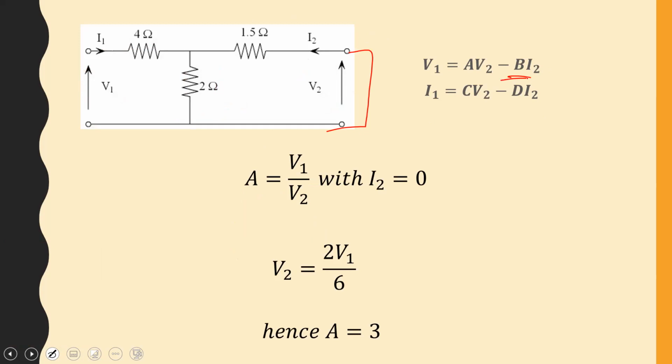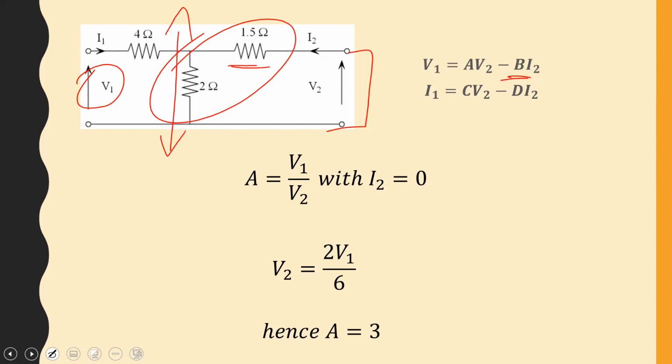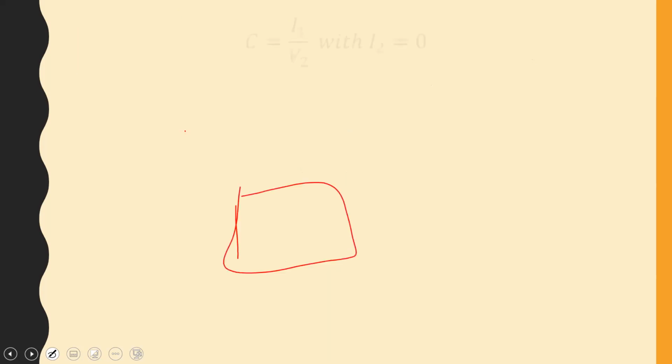So the question is, with this short circuited, what component of V1 would be seen across the 1.5? Now with the short circuit, it means that these two are in parallel. So I would need to find the voltage across that parallel branch, and once I find that, then I can find the current through the 1.5 ohm. So that's how we're going to find B. So let's look at that.